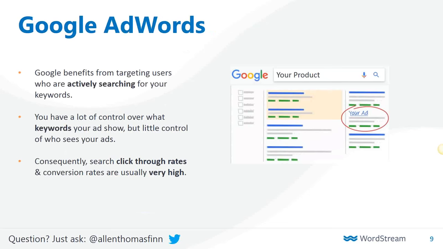Now, Google AdWords is a phenomenal tool. Obviously, WordStream is known primarily for the software that we offer, the services that we offer, and our thought leadership in the paid search space. If you're unfamiliar or need a refresher, Google AdWords affords you a ton of control in your online advertising. It allows you to target users who are actively searching for keywords that you bid on. Consequently, click-through rates and conversion rates are pretty high. However, you don't really get a good idea as to the who.